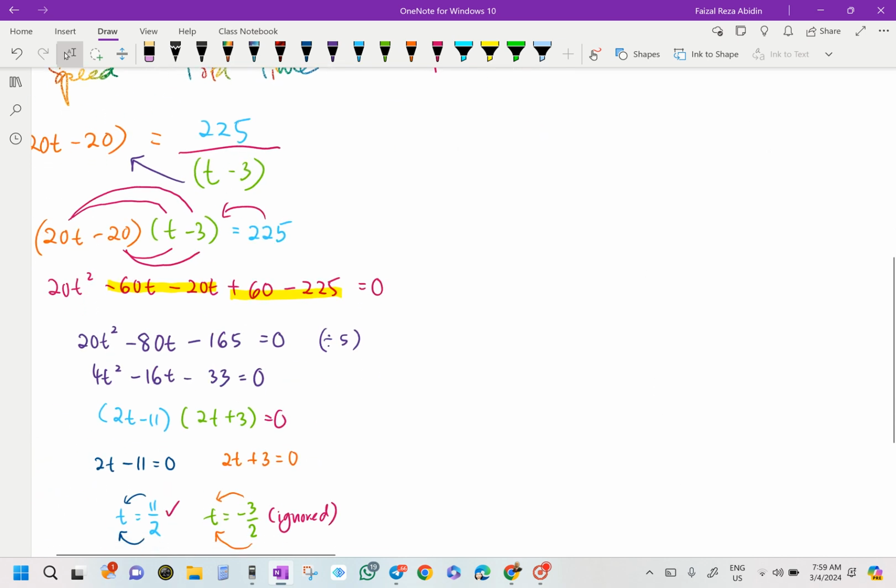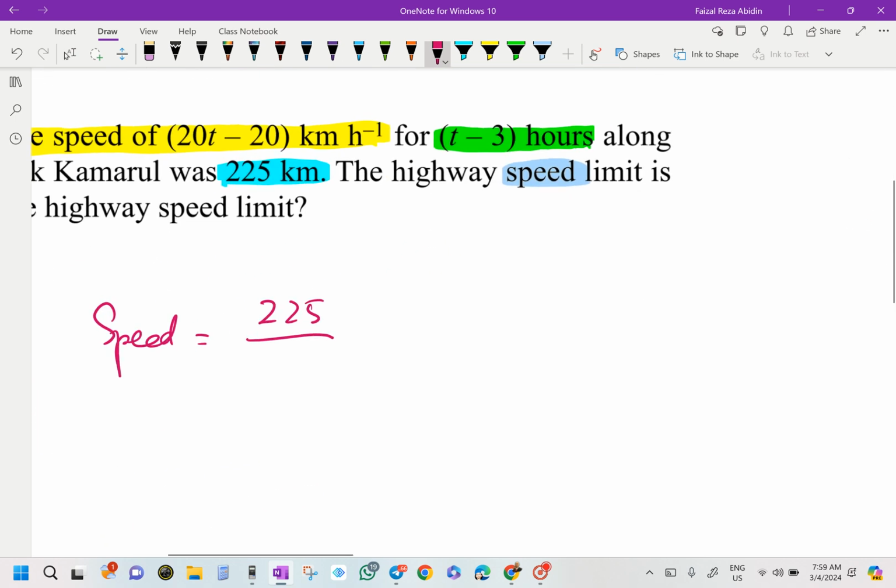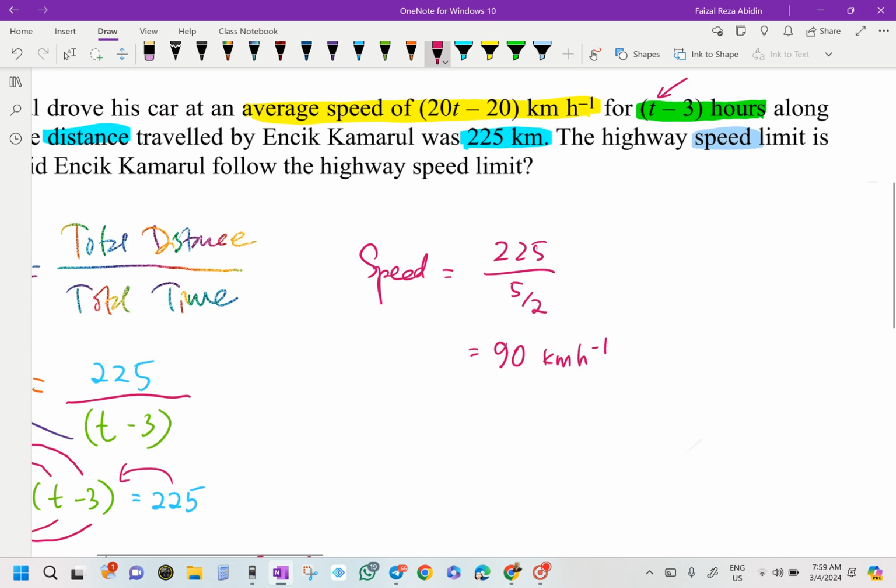How did I get that? You have 11/2, right? So I substitute into the time over here: 11/2 minus 3. Did you get 1/2 or 5/2? So can I find my speed now? 225 divided by 5/2. I'm going to get 90 km/h. That is Encik Kamarul's speed.